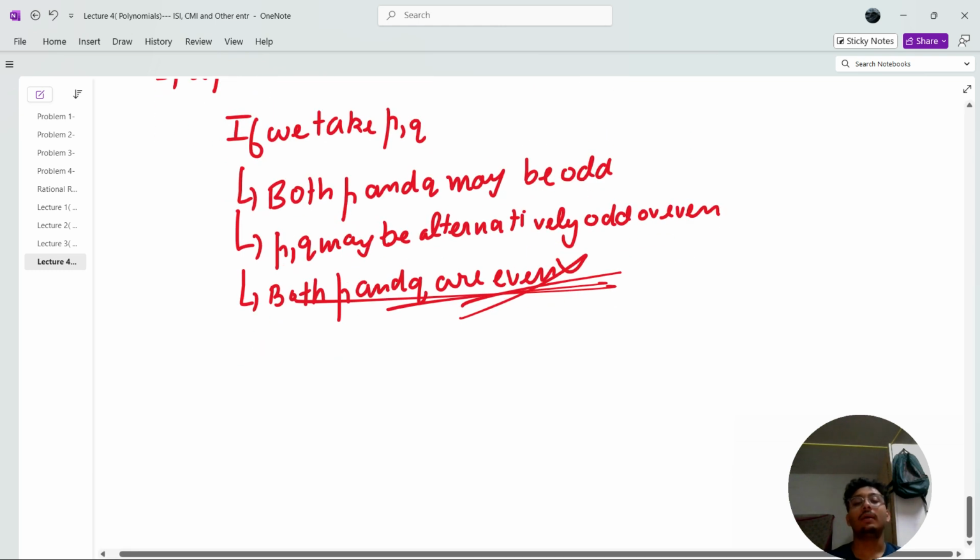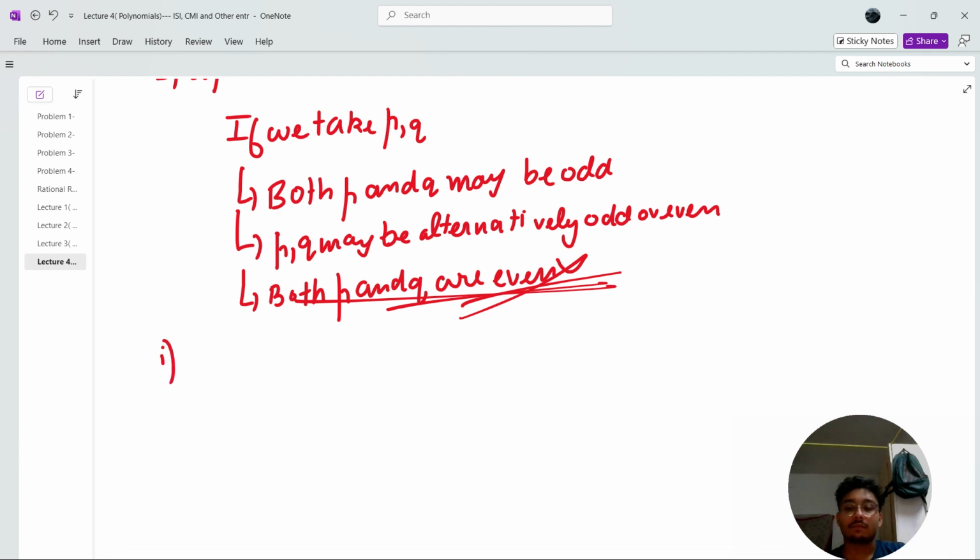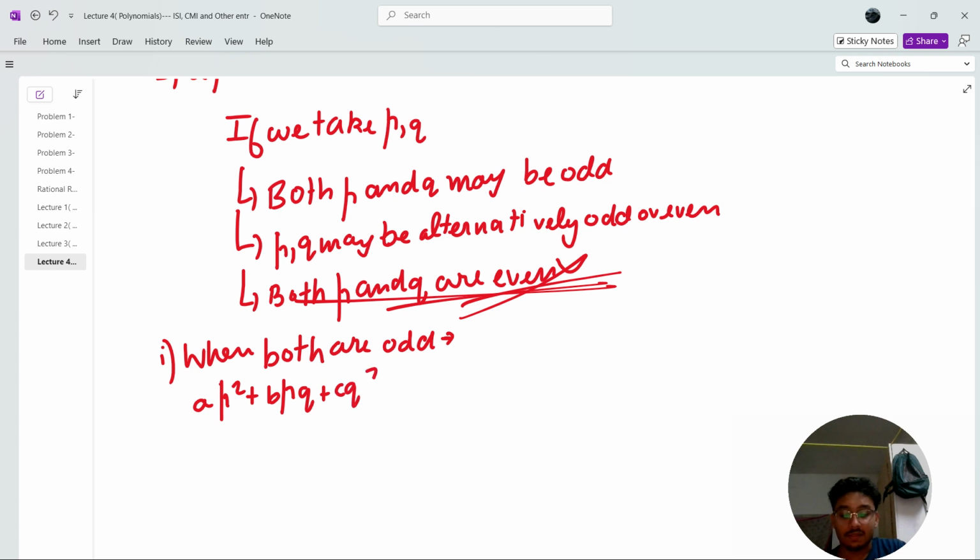So basically we have two cases. Both P and Q may be odd, or P comma Q may be alternatively odd or even. Case 1, when both are odd. Now, my equation is AP square plus BPQ plus CQ square. If both P and Q are odd, then my AP square has to be an odd number.